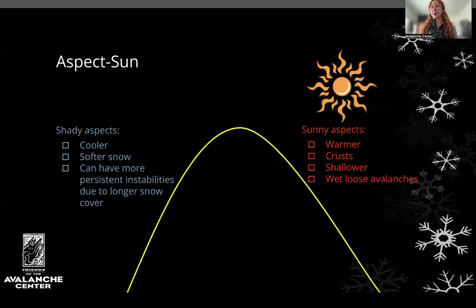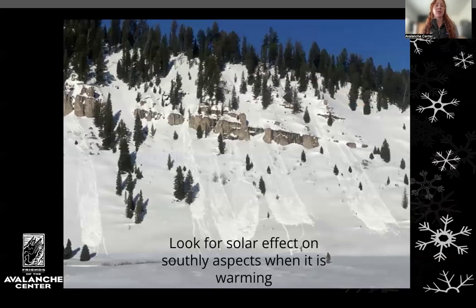Contrastly, your sunnier aspects, your more southerly aspects, are typically warmer, have more crusts, shallower, and are prone to wet, loose avalanches. So what that looks like in real life here, this is a southerly slope on a warming day, and you can see all these little loose, wet avalanches occurring. So these are things to pay attention to as you're traveling through that identified avalanche terrain.